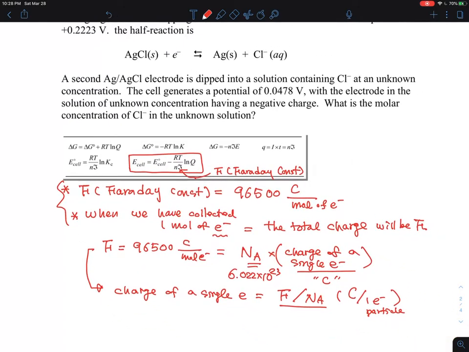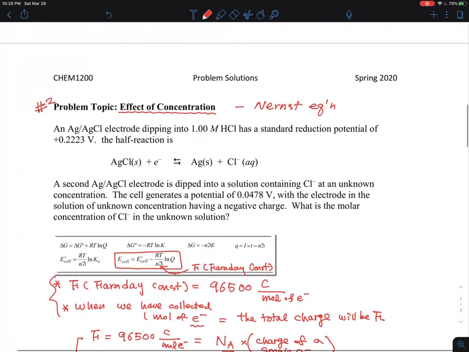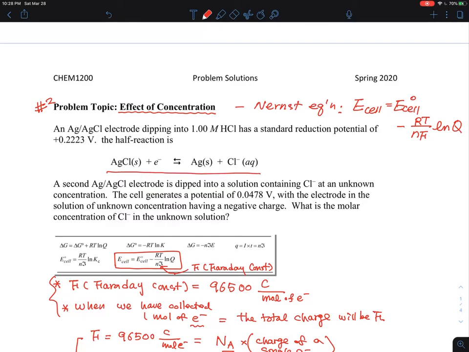At any rate, let's solve this problem with the Nernst equation. So I'm going to write it one more time. The actual cell potential from this galvanic cell is the electropotential from the standard state minus RT over NF ln Q. Okay, so that's the Nernst equation. In this problem, there's nothing really in solution except this one, so the Q will be the Cl minus concentration in terms of molar concentration. So all you have to do is simply plug it in and find out.